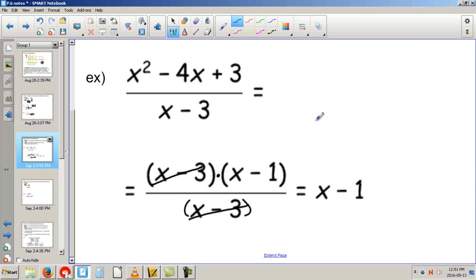So let's just think for a minute. Let's rewrite this. Let's just say that this was just 3, this was just x, and this was just 3. Wouldn't we be able to reduce those 3's? So in the same way that we could cancel and reduce there, we can cancel and reduce here. Okay, so keep that in mind as we move forward.